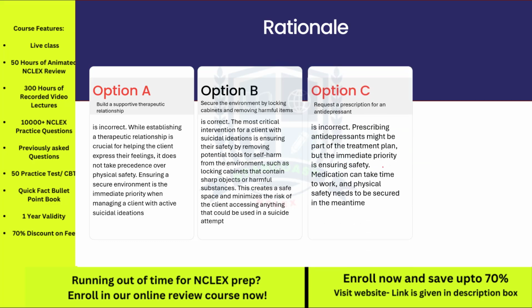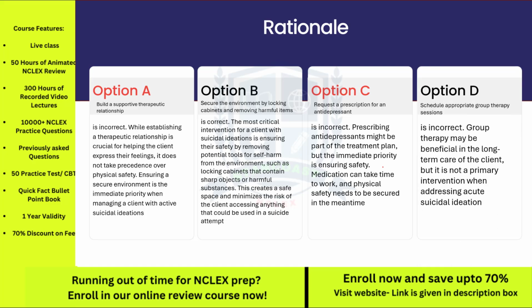C is incorrect. Prescribing antidepressants might be part of the treatment plan, but the immediate priority is ensuring safety. Medication can take time to work, and physical safety needs to be secured in the meantime. D is incorrect. Group therapy may be beneficial in the long-term care of the client, but it is not a primary intervention when addressing acute suicidal ideation.